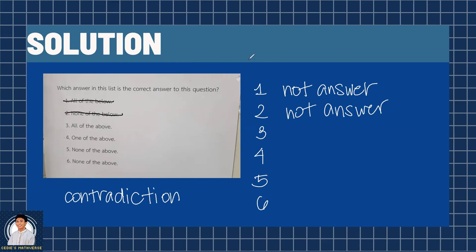If choices 1 and 2 are not the correct answer, then neither is 3, because it says that 1 and 2 should be correct. And also, number 4 says that one of the above is correct, which is untrue, which means that 4 is also incorrect as well. So 3 and 4 are cancelled out, leaving only 2 choices.